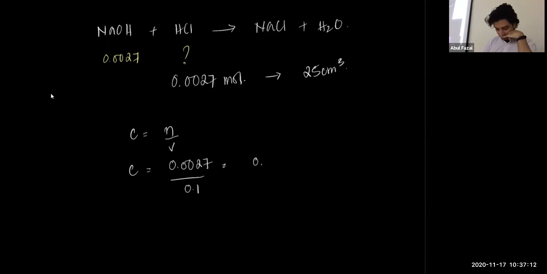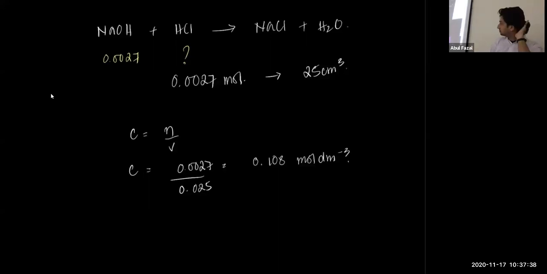I'm doing something wrong. No, what did I write? The moles for this are 0.0027 and the volume used is 25, not 0.1. So 0.00, no, 0.025. And I think you get 0.108 moles per decimeter cube. Okay?